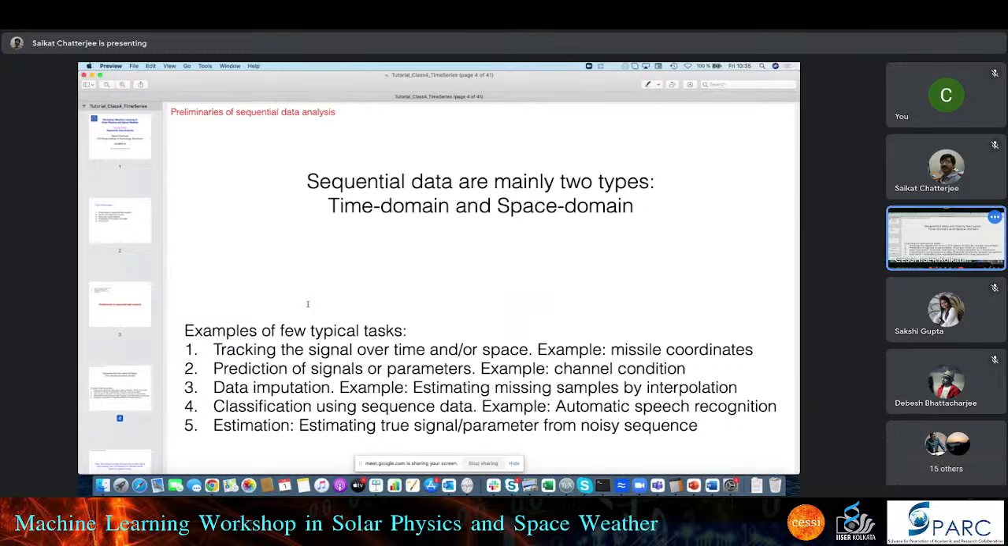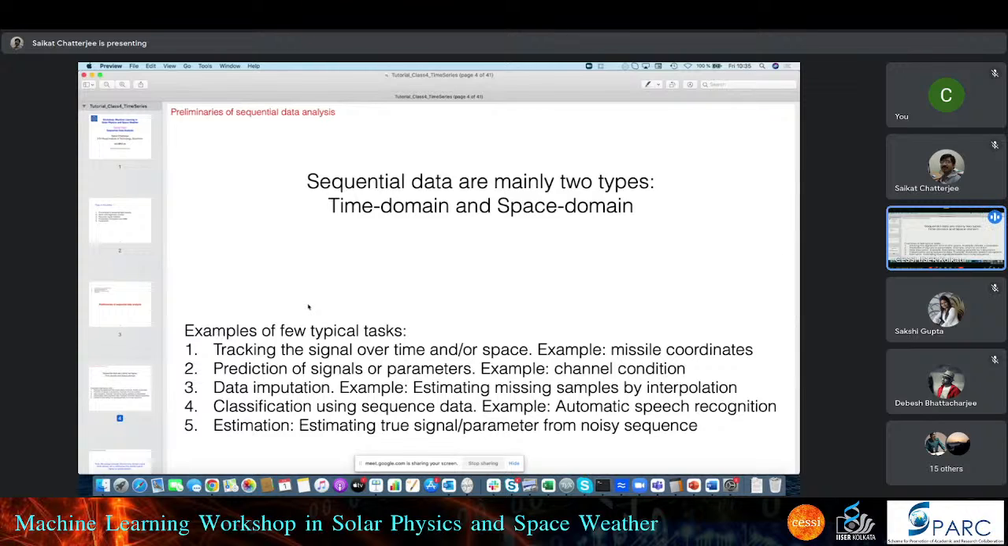For example, I'm just giving a very arbitrary example: let's say there is a missile which is launched, and at a current point in time you would like to know what the missile coordinates are going to be after a certain time, like let's say after a few milliseconds. Okay.